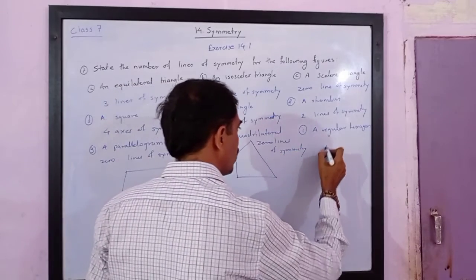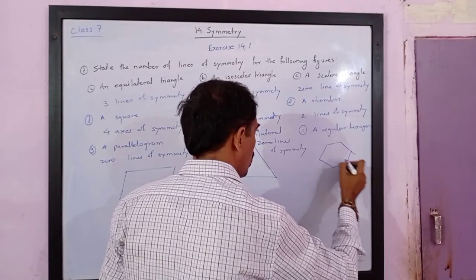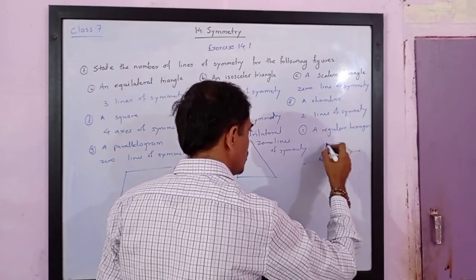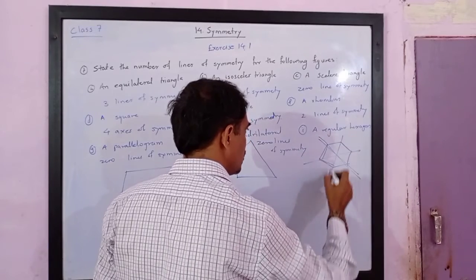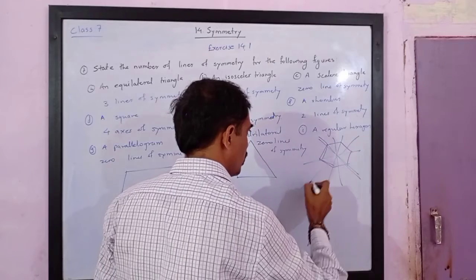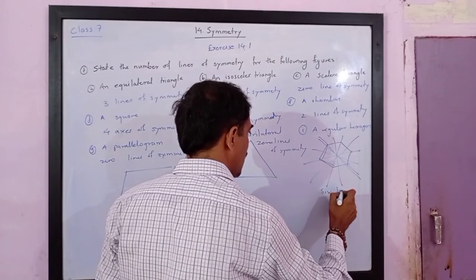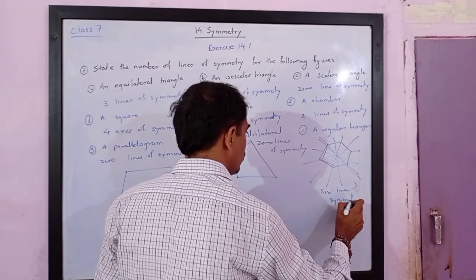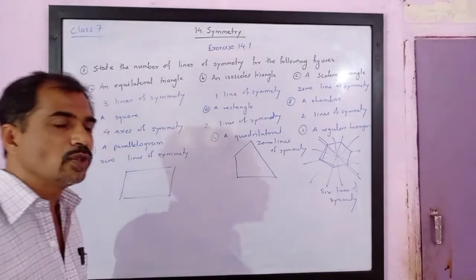Then a regular hexagon. Please note, all sides are equal. So this is a regular hexagon. If you draw this, you will get equal parts, even if it is drawn from the center. So it will have six lines of symmetry. You draw it properly, you will understand that we can draw six lines of symmetry to the hexagon.